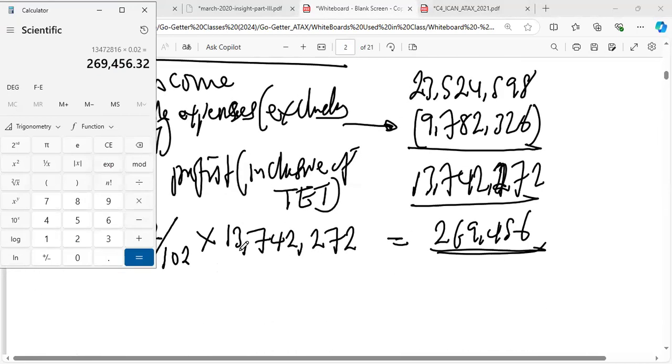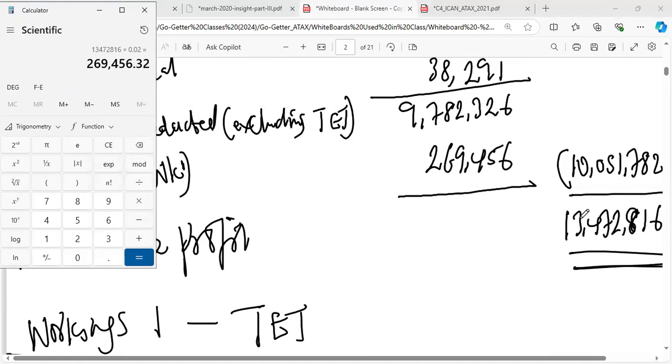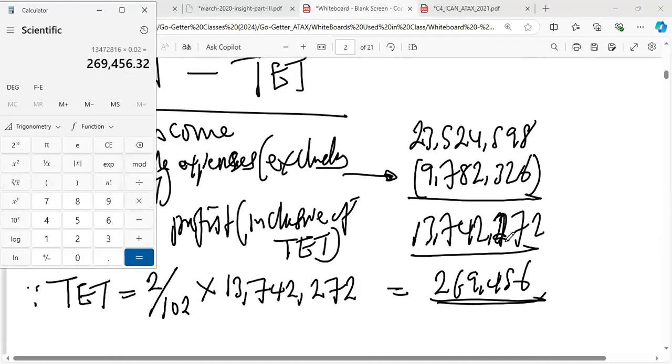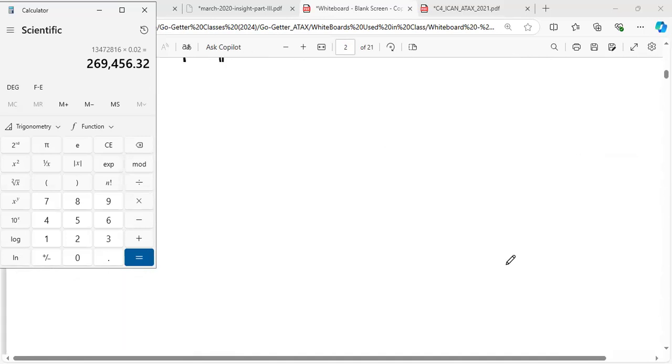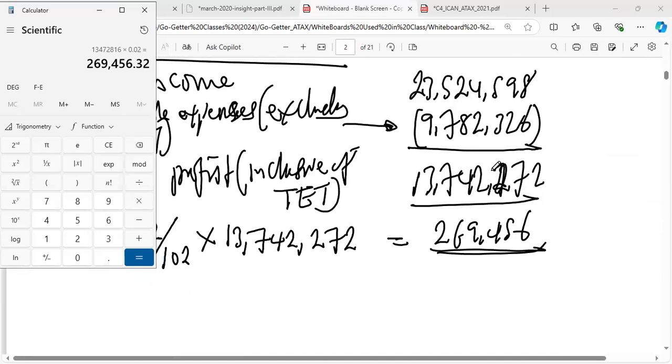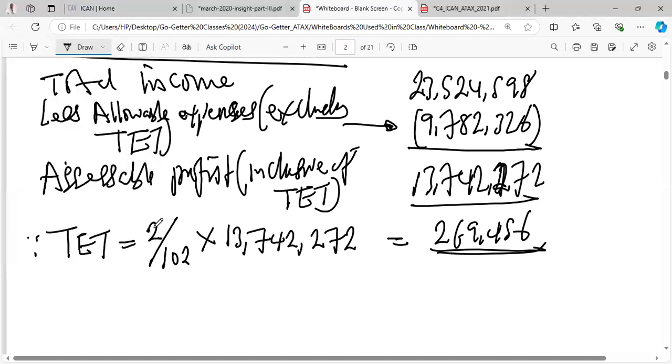But the reason why we went through all this long journey is because as at the time we want to calculate tertiary education tax, we don't know accessible profits. But we only know that this figure here, these expenses, which is up to here, does not contain tertiary education tax. So if you remove this from the income, this profit here has tertiary education tax in it. So 100% of accessible profit is there, plus 2% of accessible profit, which is the TET, is also there. So we need to take out that 2% out of the 102. That's why we did 2 over 102 times this figure. This figure is 2% higher than what the accessible profit should be, because of the tertiary education tax in it.